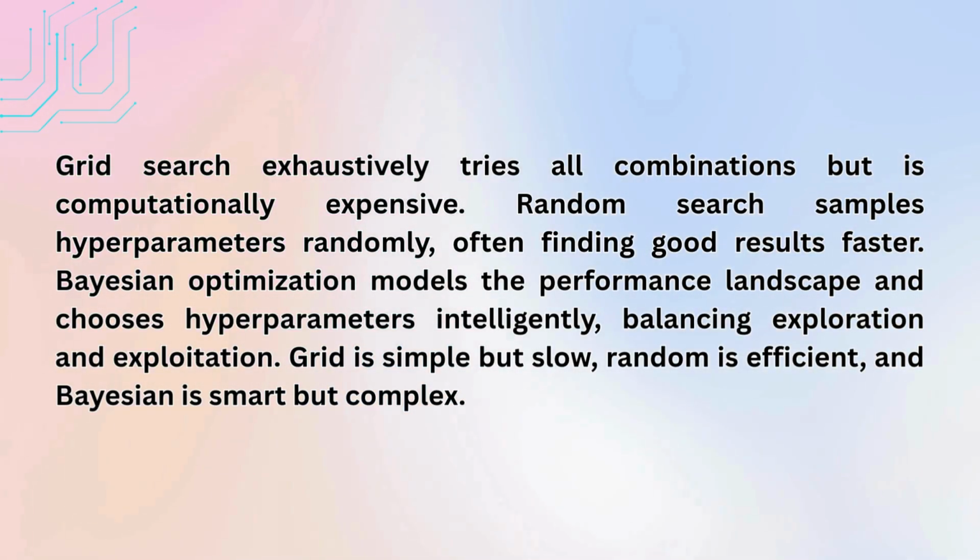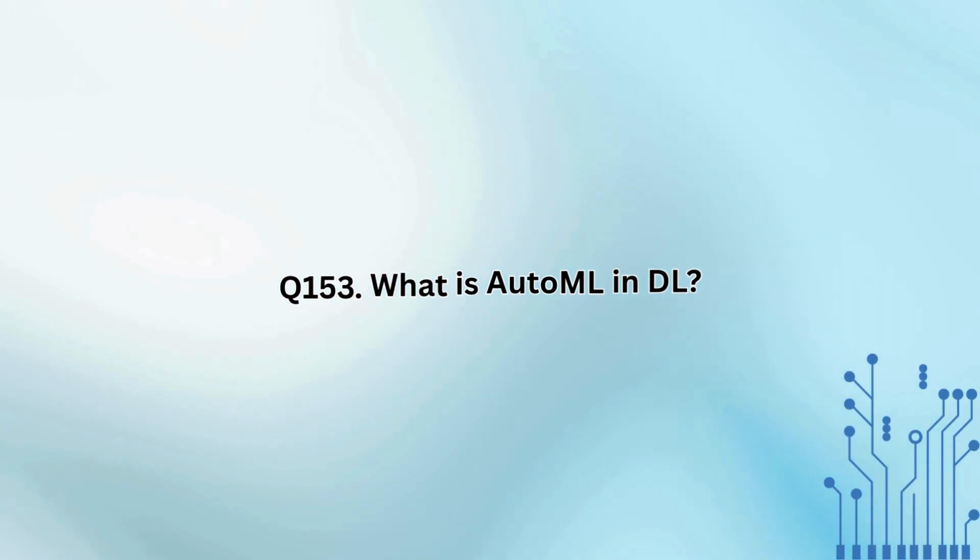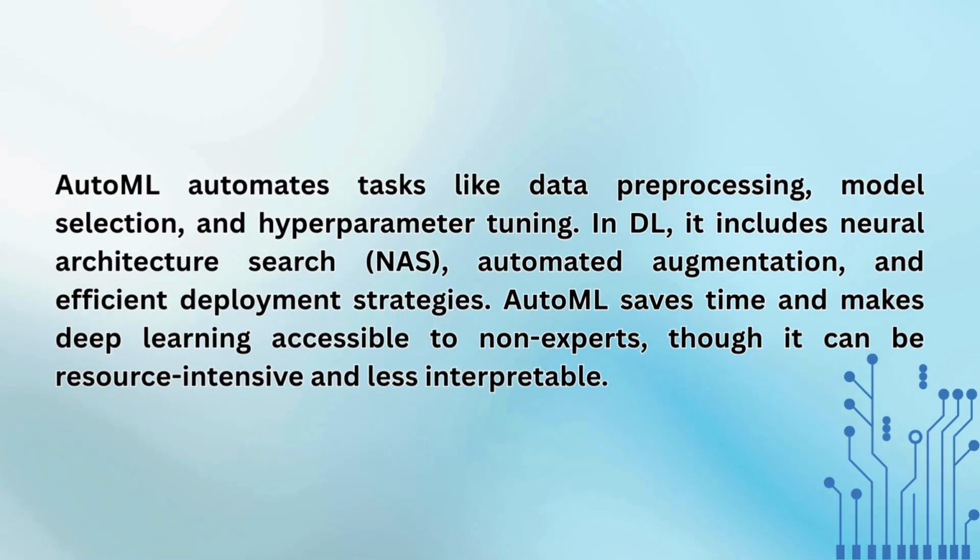Random is efficient, and Bayesian is smart but complex. What is AutoML and DL? AutoML automates tasks like data preprocessing, model selection, and hyperparameter tuning. In DL, it includes neural architecture search (NAS), automated augmentation, and efficient deployment strategies. AutoML saves time and makes deep learning accessible to non-experts, though it can be resource-intensive and less interpretable.